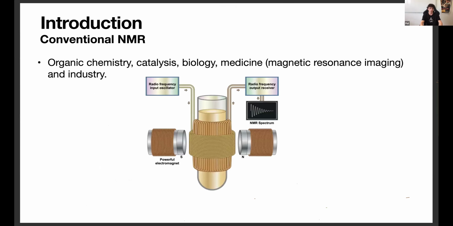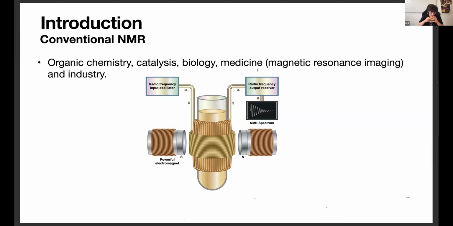Okay, so first, conventional NMR. Now, this technique has been around for a lot of years, almost 100 or so, and it can be used in a lot of different fields. For example, organic chemistry, catalysis, biology, medicine. When you go to the hospital and you take a magnetic resonance, that's what they do. For example, magnetic resonance imaging, or it has a lot of different interests in industry.